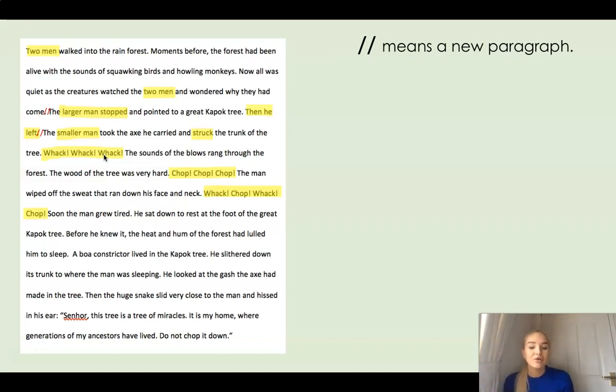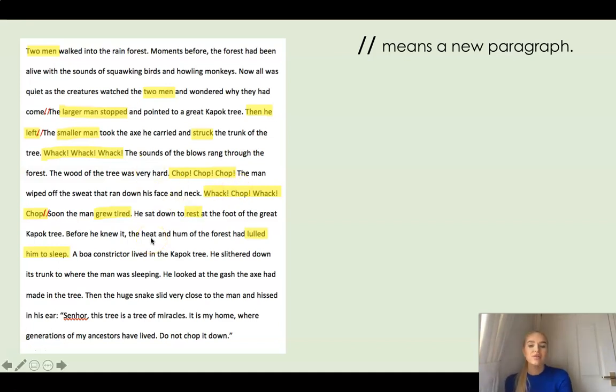Soon the man grew tired. So he grew tired. Is that the same as him hitting the tree? Maybe not. Potentially we need a new paragraph here. He sat down to rest at the foot of the great kapok tree. Before he knew it, the heat and hum of the forest had lulled him to sleep. So we actually need a paragraph break here, because the second part is all about him resting and going to sleep.